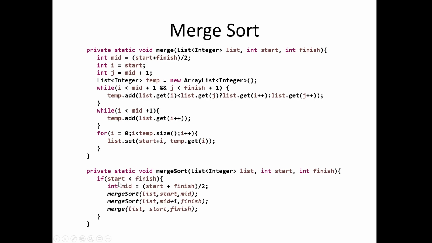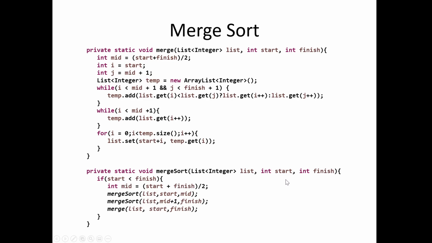The last special case we should consider is, what if they're equal? If start equals finish, then that's a legal call. Maybe we have a list of size 1, so start is 0 and finish is 0. But again, in that case, that would mean we have a list of size 1, and so we have no reason to actually do anything. A list of size 1 is already sorted, so we can just return.